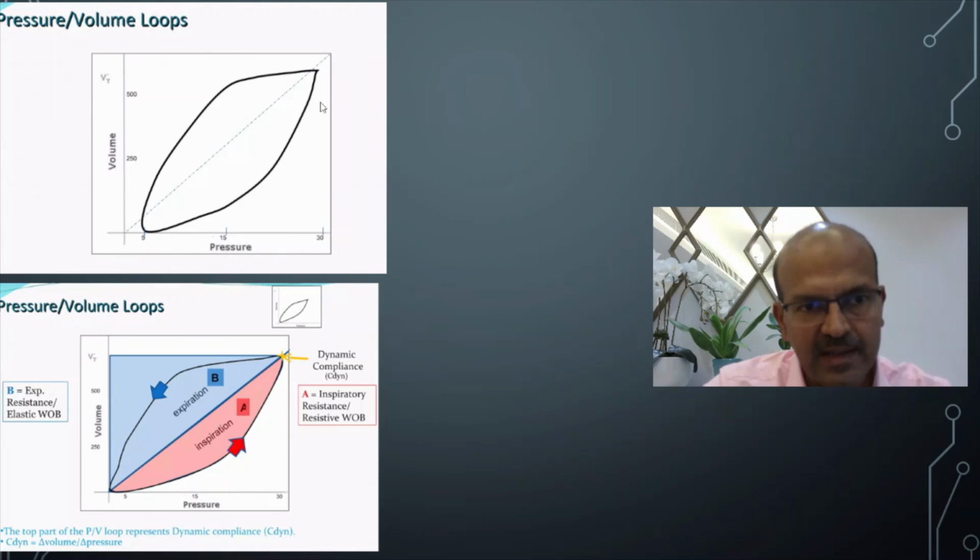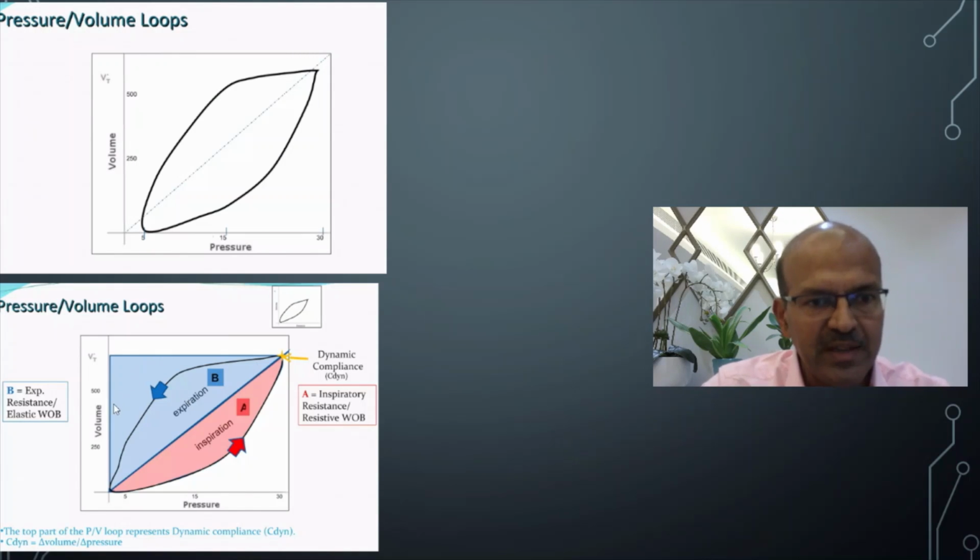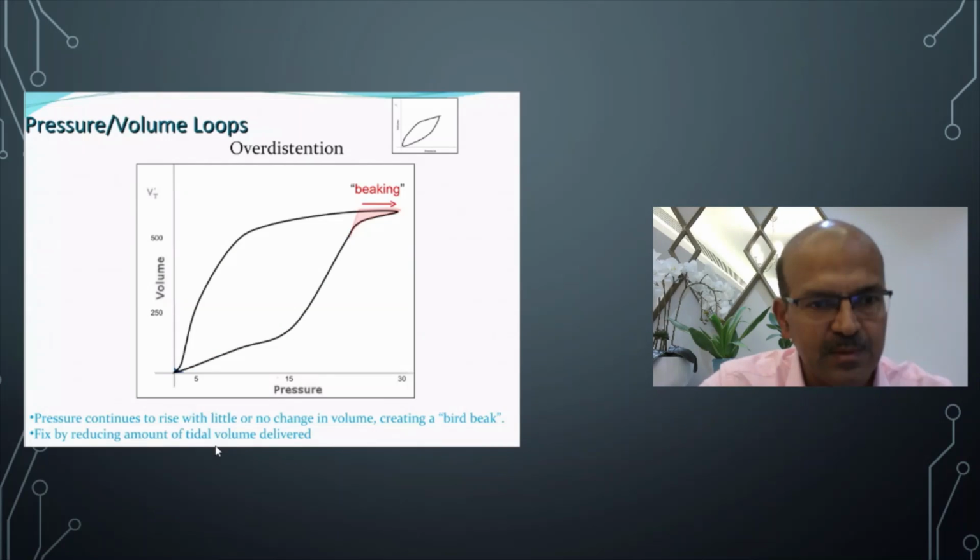As we discussed earlier, compliance is nothing but unit change in volume for a unit change in pressure. The stiffer the lung, the higher the pressure you need to reach the inflection point, and a higher PEEP might help these babies as well. The work of breathing is also reflected, and if there is increased resistance, you would see a widening in this part where the work of breathing is more.